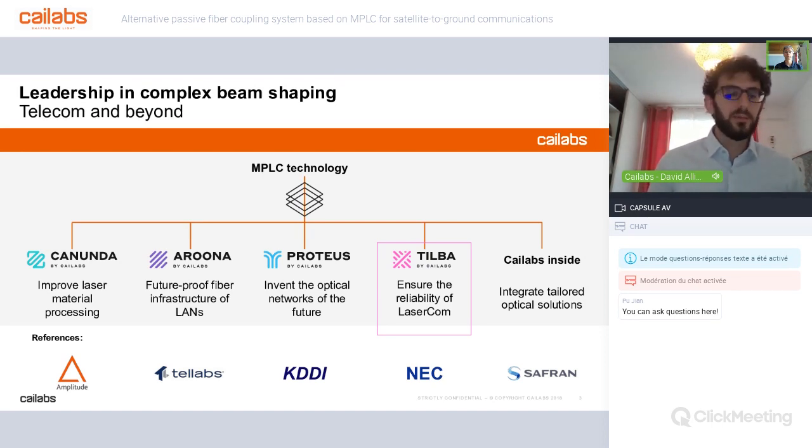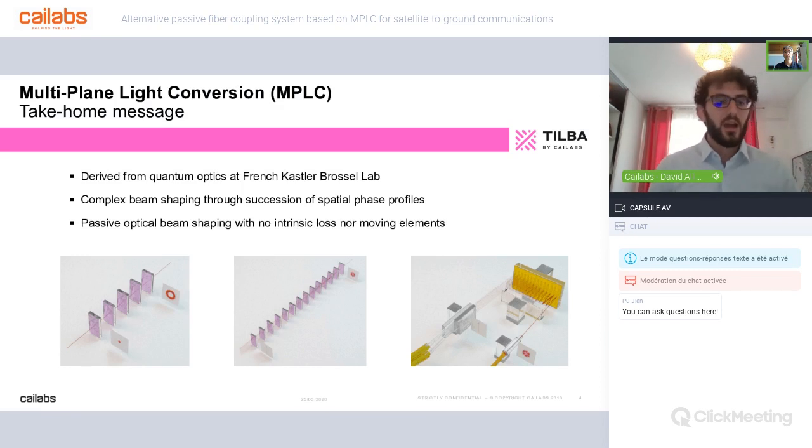Why we always present that is because the core technology inside all of these products is the same, so there are synergies between the products. For example, we handle high-power lasers for feeder links, which uses the same technologies, or at least similar ones, as laser processing. This is one of the examples of the synergies between the products. This is really the core technology that we develop at Cailabs.